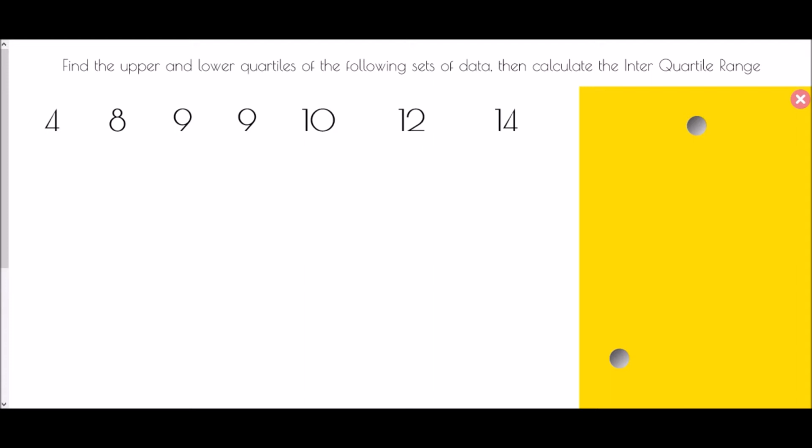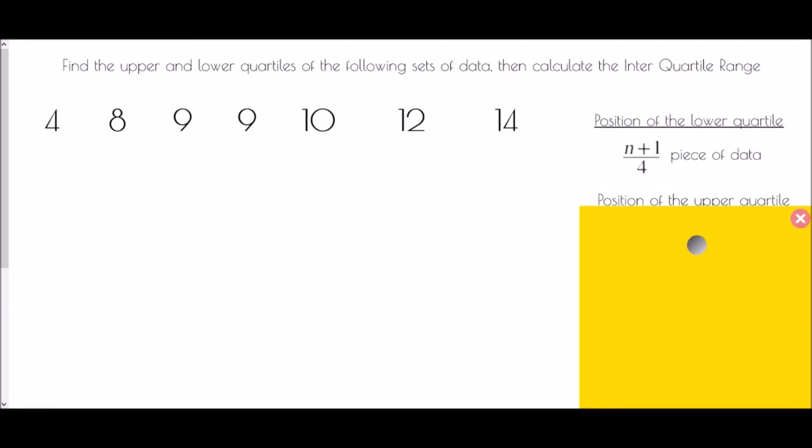Now, I'm going to show you a couple of methods here for finding those quartiles, and I'm going to begin with the method that would be best used if you want to be really accurate, and that is to actually use a little bit of algebra. The position of the lower quartile is the (n+1)/4 piece of data. Now, in this case, we need to know what n is. n is the number of pieces of data in our list.